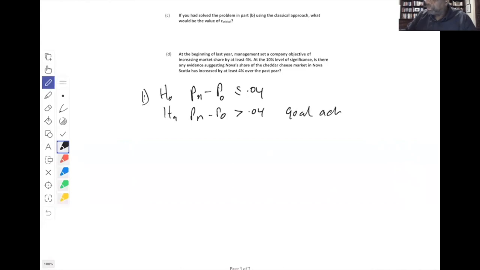I'm just going to abbreviate that. The goal achieved, the goal not achieved. And we have to know what goal we're talking about, not achieved.